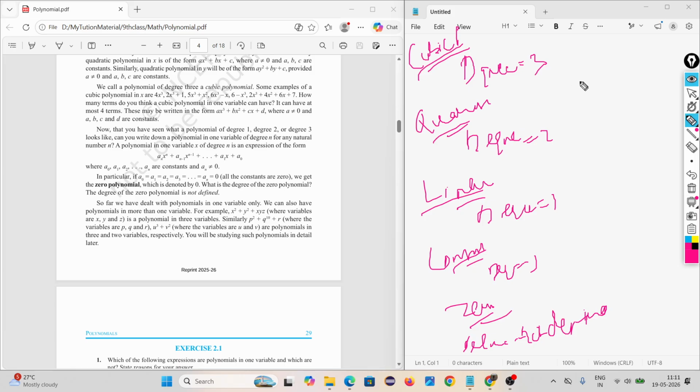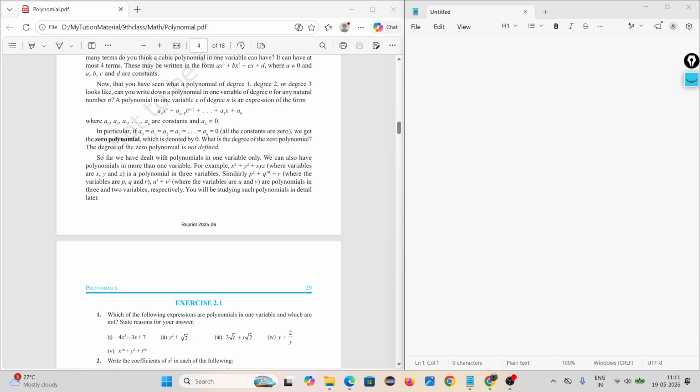Look, if I write 0 into x power 0, it equals 0. I can also write 0 into x power 1, which is also 0. 0 into x power n is also 0. Can you define the degree here? Because it takes all degrees, 0, 1, 2, 3, n. So the zero polynomial's degree is not defined.